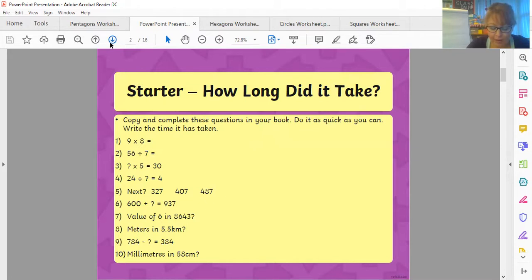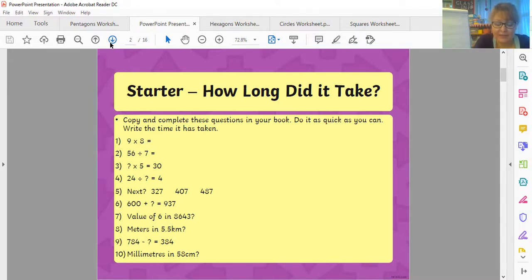Right, number 1 is 72, number 2 is 8, number 3 is 6, number 4 is 6, number 5 is 567, number 6 is 337. Number 7 is 600. Remember when we say how many tens are there or how many hundreds are there, you would say 6. The value would be 600. So number 7 is 600.